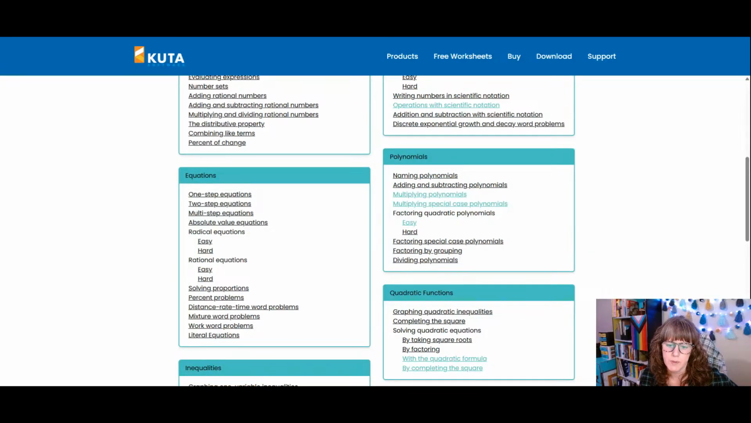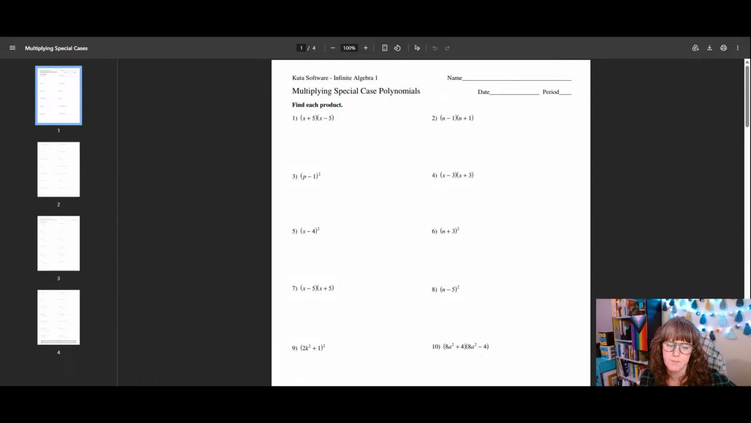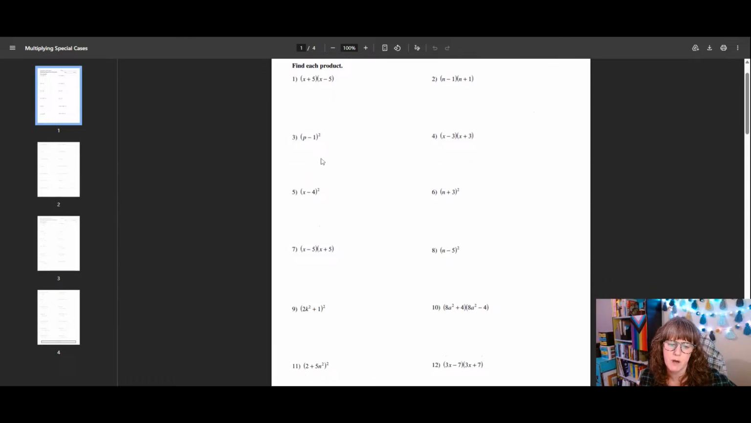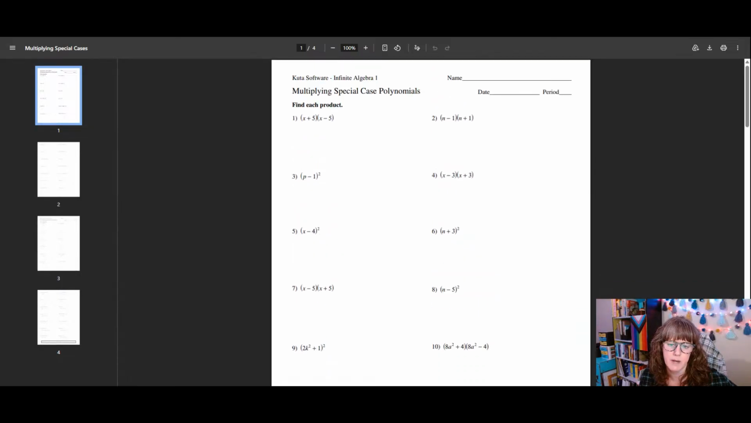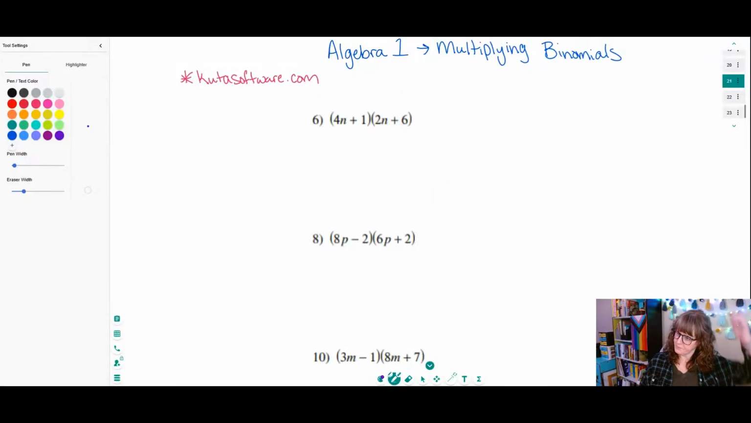we've got multiplying polynomials, multiple special case polynomials, I think is where I got this from. Yeah, it does have a few other types, but I grabbed some of these that are just the 2 binomials that are multiplied together. Okay. Great. All right, so then let's get into it now.